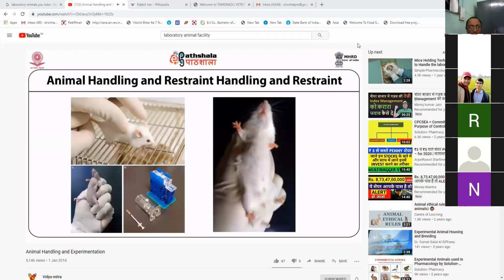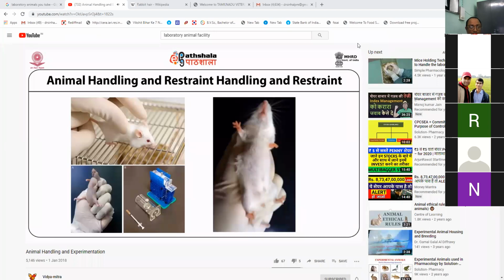Now we'll talk about animal handling and restraint, and how we do mouse models. This is very important for immunological research and for many other research. If you don't handle the mouse properly, your research will not give good results, there will be variation in the results, and there will be stress to the animals also.